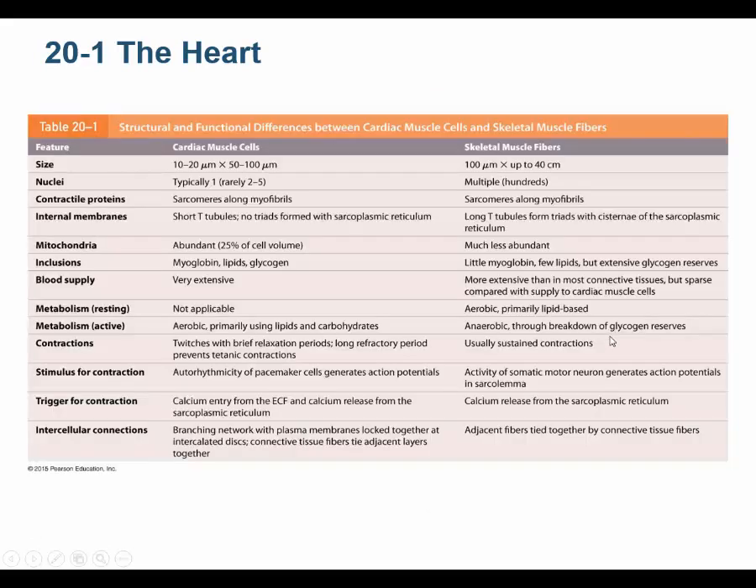This is a table comparing the two, and I'll let you go ahead and read it and take some notes on it. And some of it will be pretty straightforward, but I want to point one thing out. Cardiac muscle only does aerobic respiration. That's it. Now, skeletal muscle primarily does aerobic respiration, but remember, it does have the capability of doing anaerobic metabolism for a little while, making lactic acid.